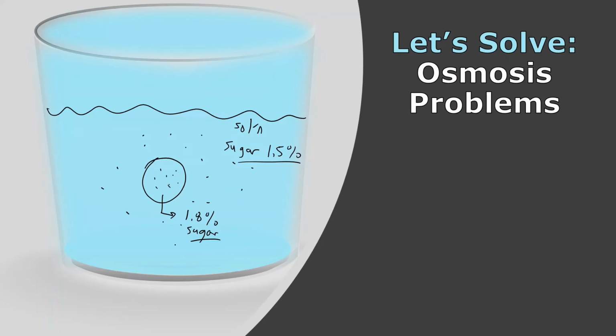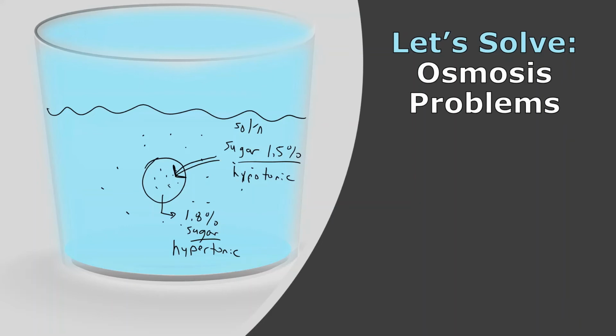So now the cell is hypertonic because it has more particles. The solution, relative to the cell, is hypotonic. It has fewer particles. Again, water follows the particles. Water goes to where the particles are more numerous, right? In all cases, water flows toward the hypertonic region. And in this drawing, that would be the cell.